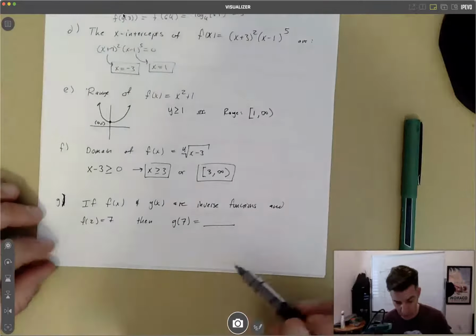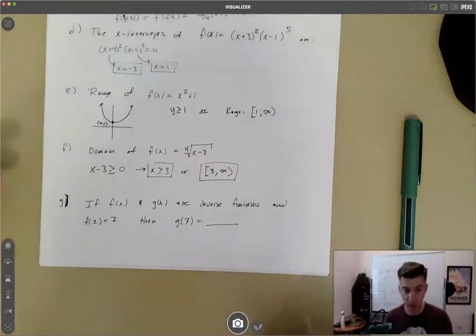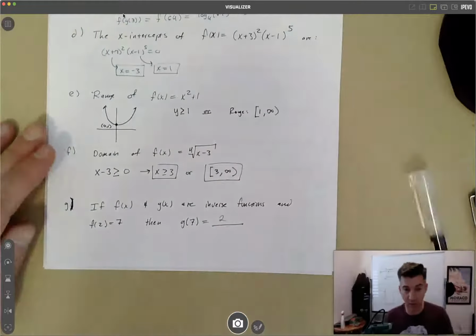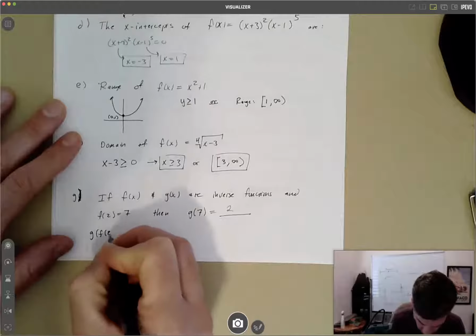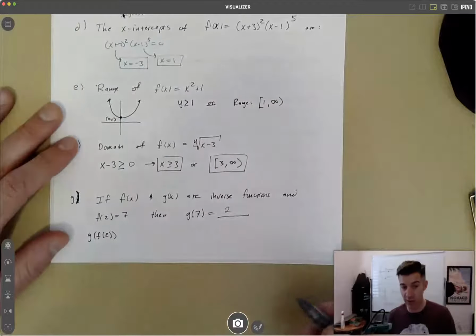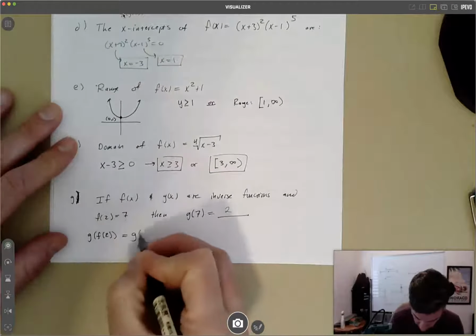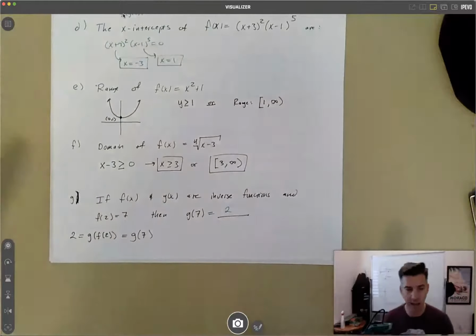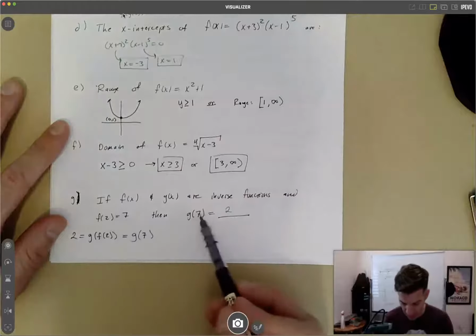Another inverse function question. If f of x and g of x are inverse functions and f of 2 equals 7, then g of 7 should equal 2. Now, you don't have to show any work, but if you want to show work, you could say, well, I know that g of f of 2, since they're inverse functions, should be 2. But g of f of 2 is equal to g of 7. But we know that has to equal 2. So g of 7 has to be 2. Again, inverse functions interchange what x and y do. So if f and g are inverses, if that's your x and that's your y, then they interchange, and now that's your x and that's your y.